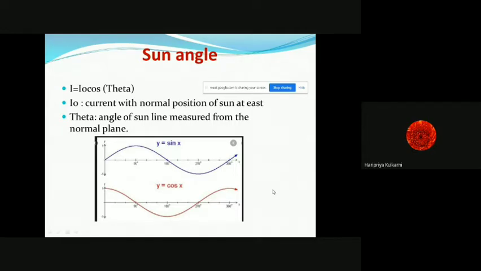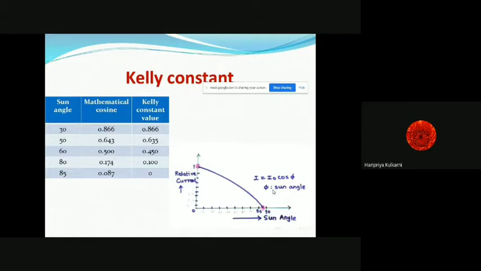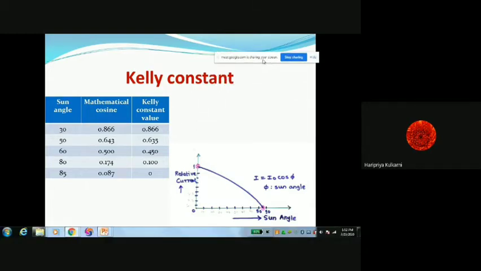So this formula I equals I0 cos theta, here we are considering theta to be mathematical theta, trigonometric cosine theta, right? But for solar generation, this does not hold good with mathematical cosine, but there is another constant which is called the Cayley constant, which Cayley has defined. So if we find the cosine of the angle at 30 degree, it is 0.866 with mathematical cosine. With the Cayley constant, it is also 0.866 for 30 degree.